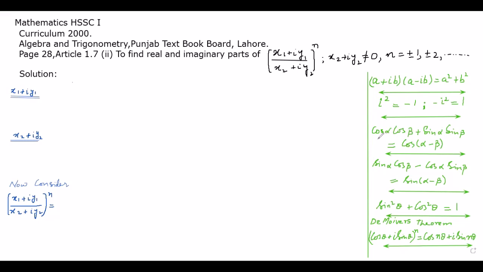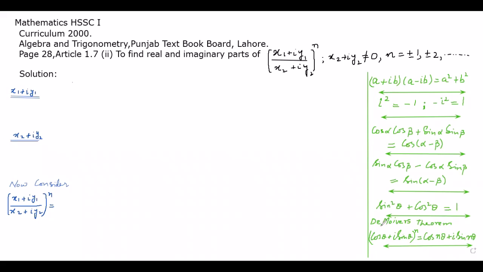From chapter 10 of trigonometry of this textbook, we have the results cos α cos β + sin α sin β = cos(α - β), and sin α cos β - cos α sin β = sin(α - β). Then we know the fundamental identity of trigonometry, sin²θ + cos²θ = 1.